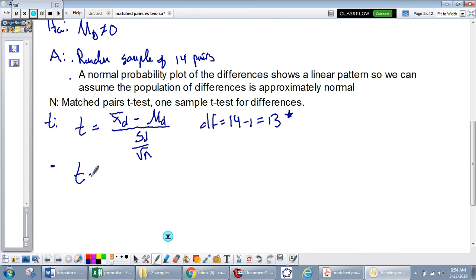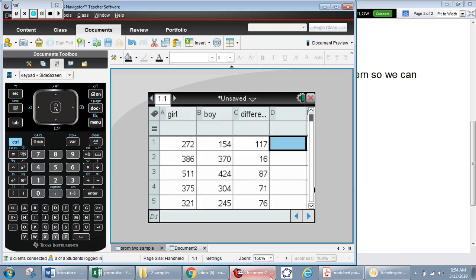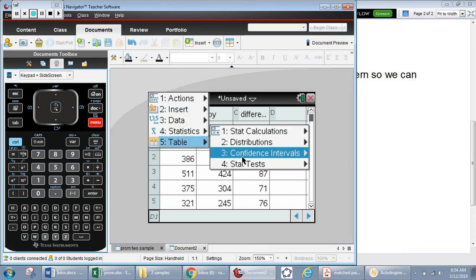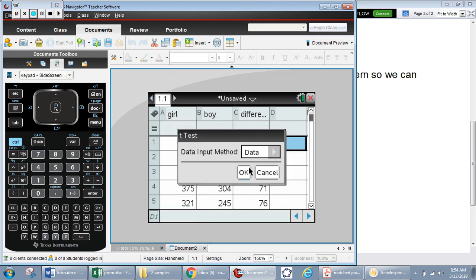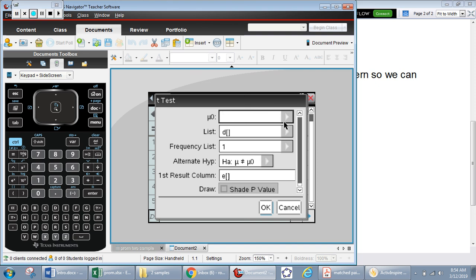So our test statistic then, and I've got to go to the calculator to run this. I've got it in here, girl, boy, and I did the differences. You just type the differences in. And notice menu, stat, test. Notice there's no matched pairs t-test, because mathematically it's no different than a t-test. So we just run a regular old t-test. We just know as statisticians that it is based off of the differences, not the individual values.